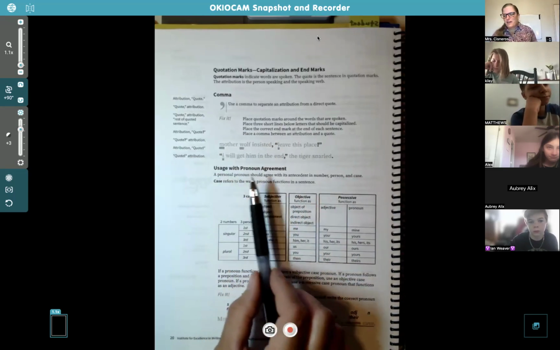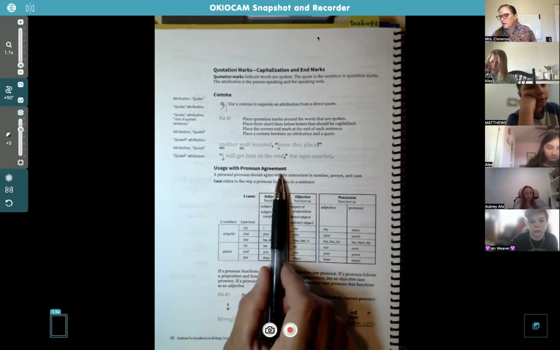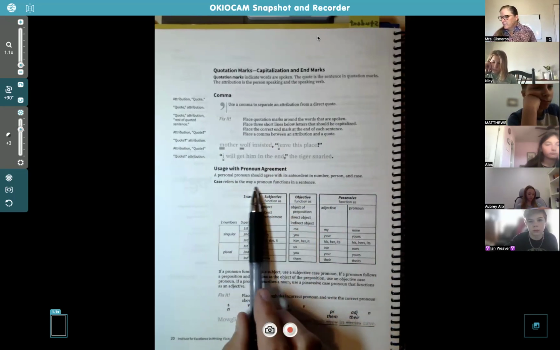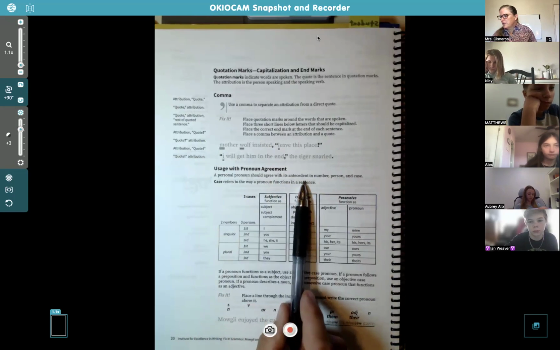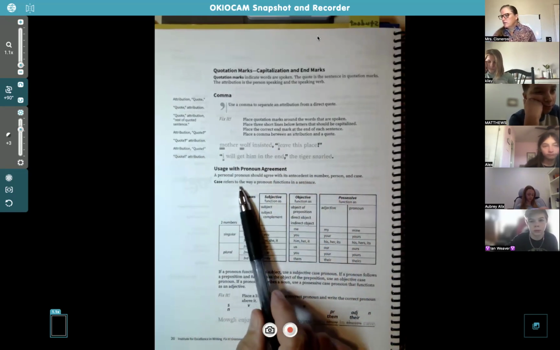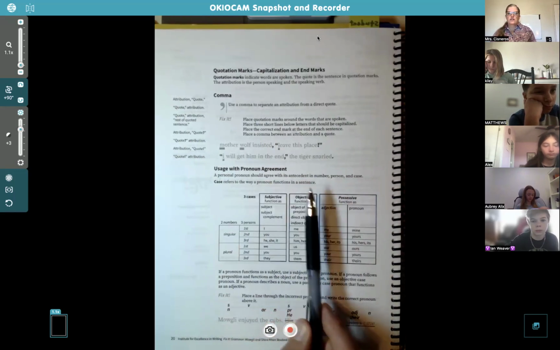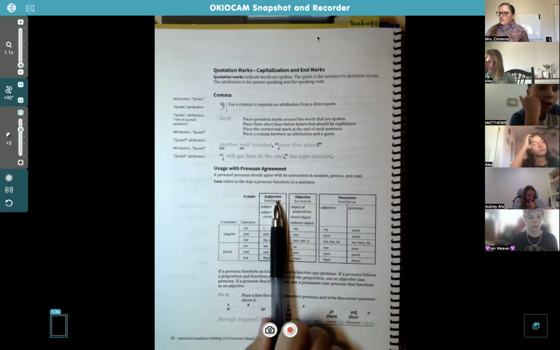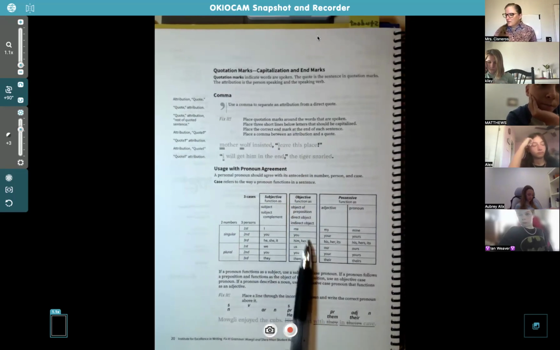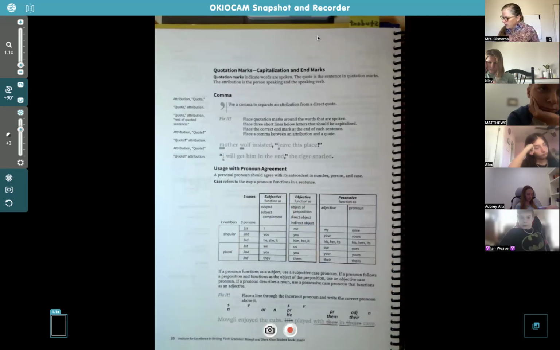All right, we're going to get into the practice here in a minute, but usage with pronoun agreement. These are all the pronouns we have in the English language. A personal pronoun should agree with the antecedent in number, person, and case. Case refers to the way a pronoun functions in a sentence. It can be the subject of the sentence or subjective. It can be the object of the sentence or objective, or it can be possessive.